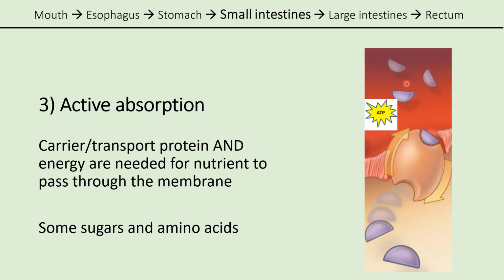So there might be very little of these molecules here and a lot over here, and so they want to go this way, but the protein is pumping them this way. An example of a nutrient that passes through the membrane this way is some sugars and some amino acids, these building blocks of proteins.